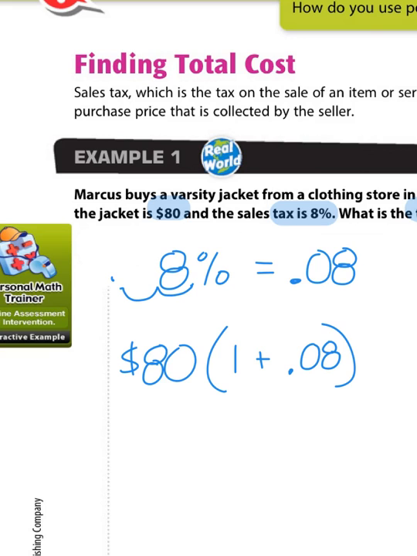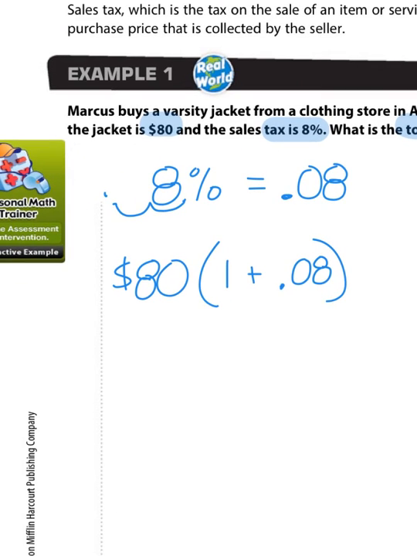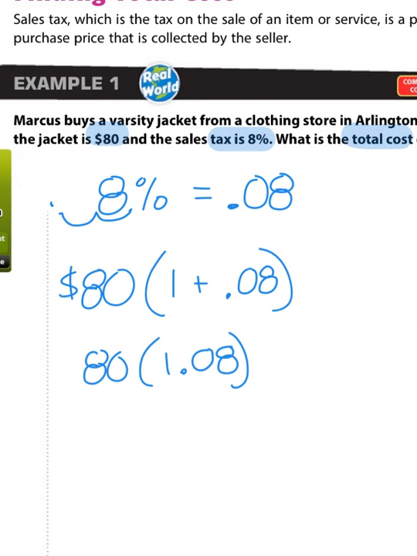So to find 8% of 80, we multiply 0.08 by 80. And now I could just simplify this to get 80 times 1.08. And then we're just going to type this in a calculator. When I type 80 times 1.08 in my calculator, I get 86.4. So the total cost was $86.40.